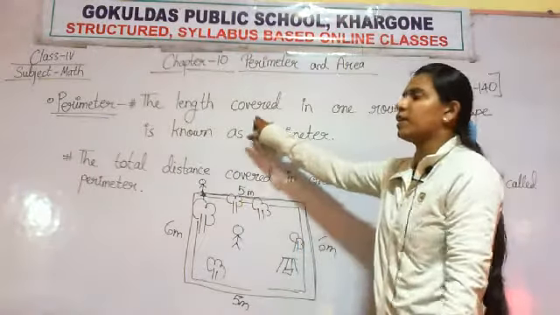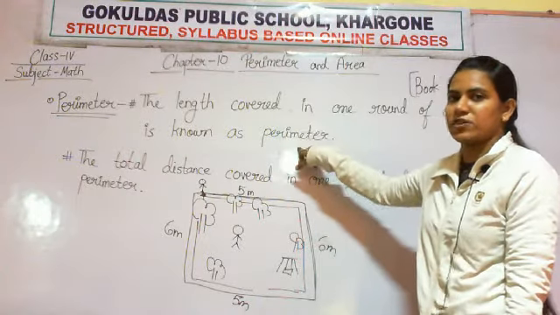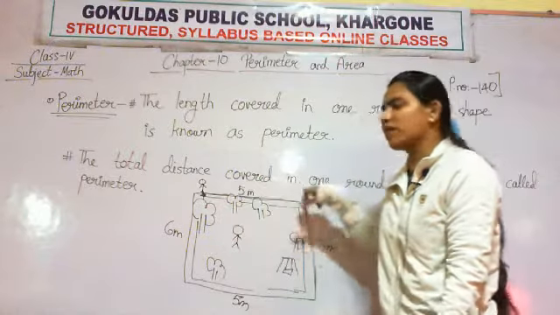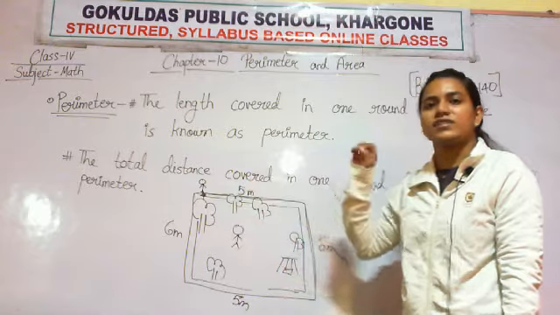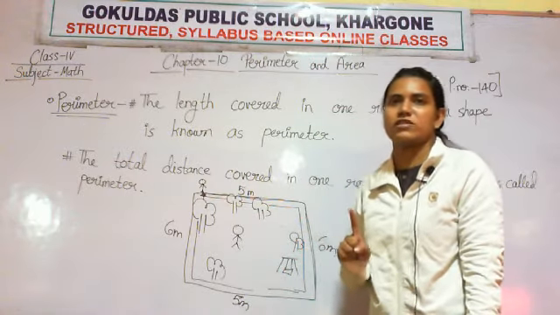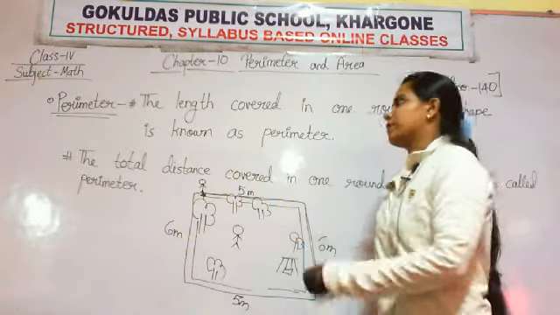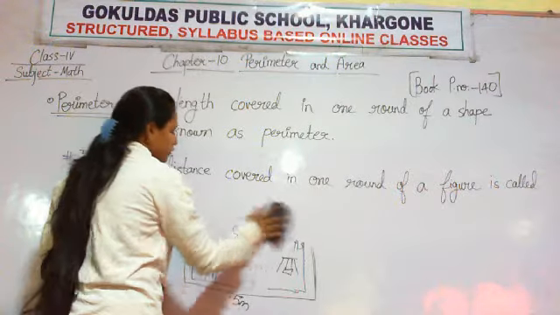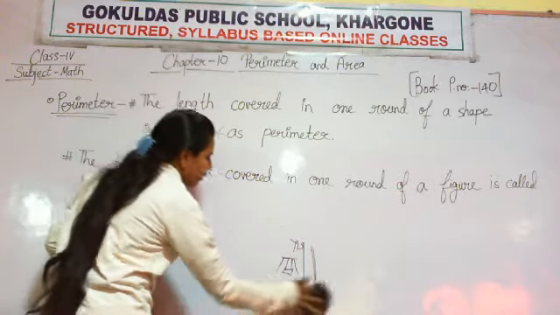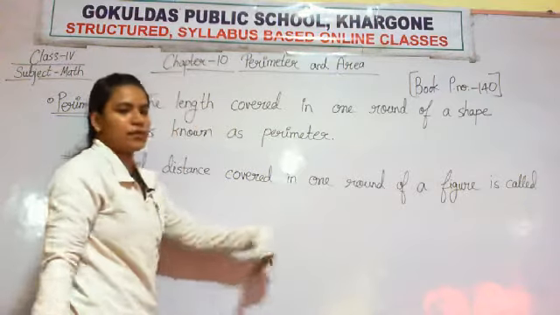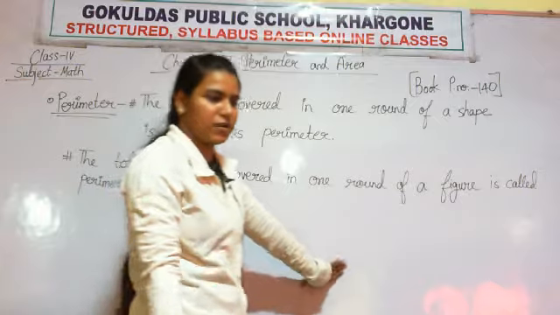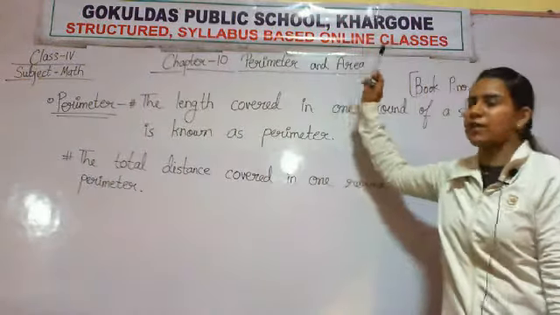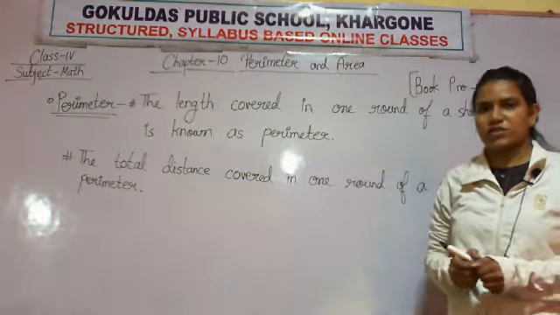Once again I am repeating the definition. What is the definition of perimeter? The distance or the length along the boundary of the shape covered in one round is known as perimeter. So in your classwork copy, what you will note down? You will note down these two definitions only. Do not write the explanation part what I have explained here. Write the chapter 10, write name of chapter and write these two definitions.